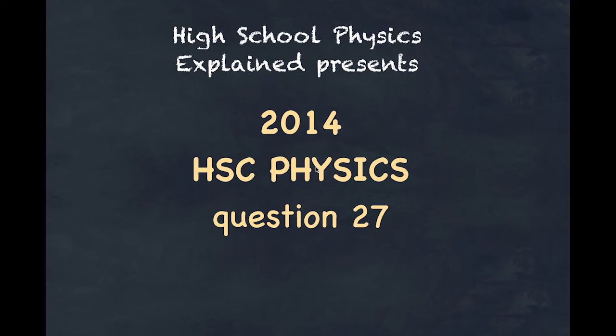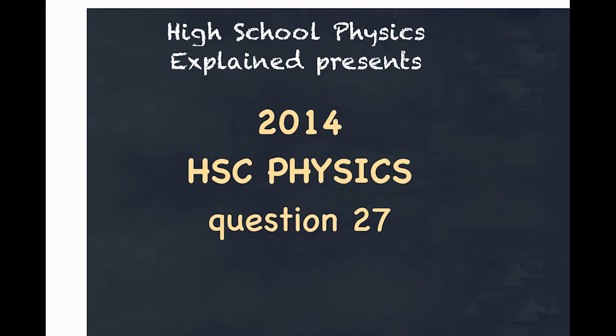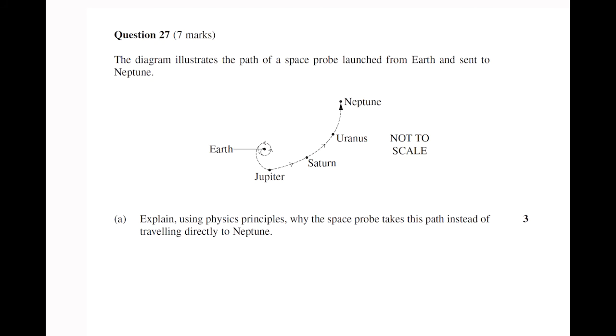This question deals predominantly with the topic of space, particularly orbital motion, the slingshot effect, and also gravitational potential energy. So let's get straight into question 27. It talks about a space probe being launched from Earth and sent to Neptune.